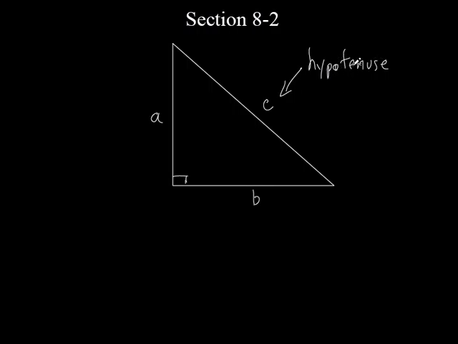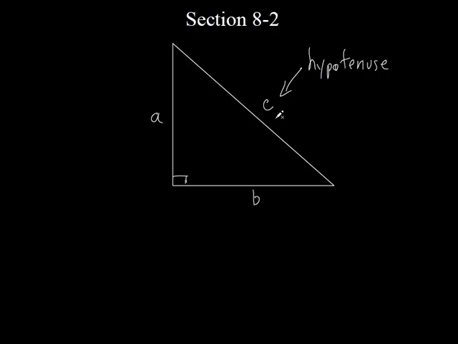How do you know it's the hypotenuse? Because it's opposite what? The right angle. And what's something that you probably already know about the hypotenuse as far as comparing it to the lengths of the other two sides? The hypotenuse is always the longest side, okay? The hypotenuse is always the longest side.